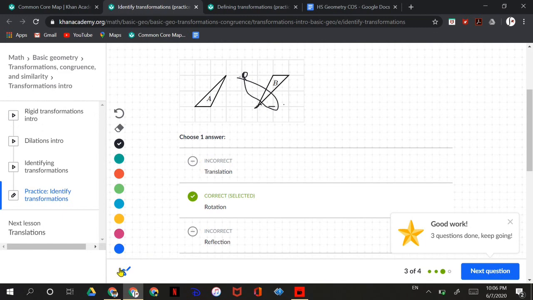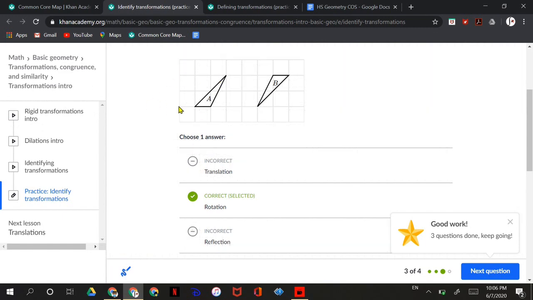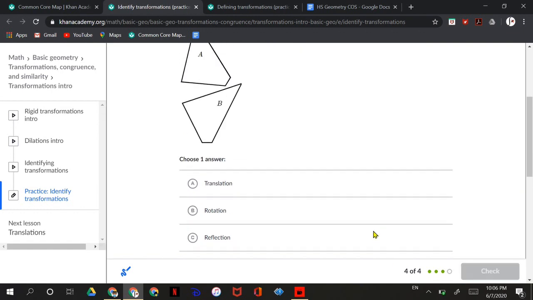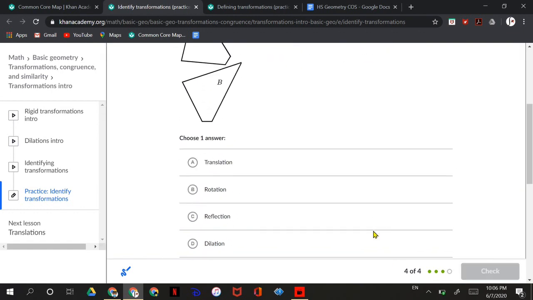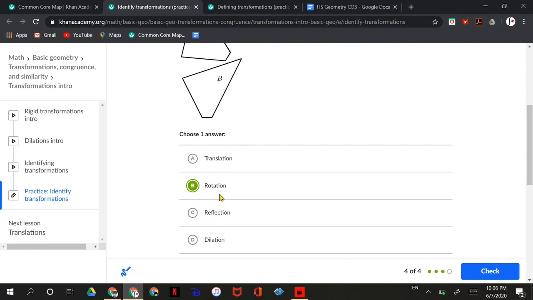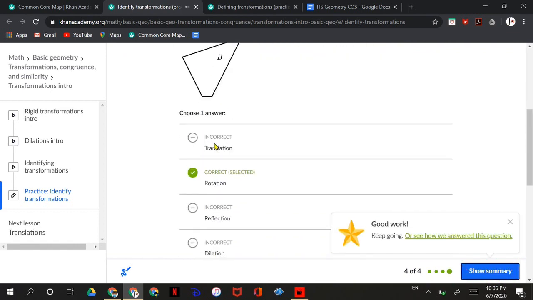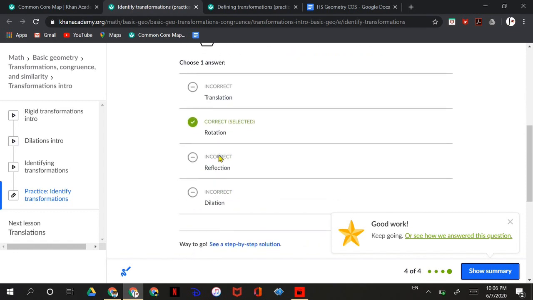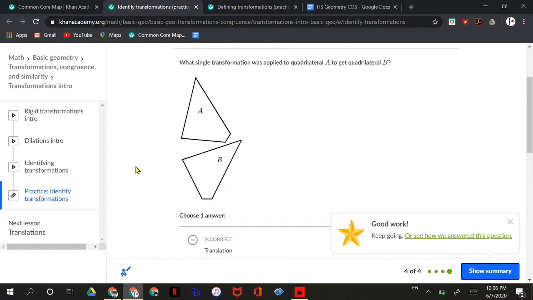Okay, what has been applied to this shape? Seems like a rotation. Yep, not a translation, because if you were to just translate it, the points wouldn't match up. Reflection, again, if you were to reflect it over any line, these points wouldn't match up. And then dilation, they have not changed shape. Let's go.